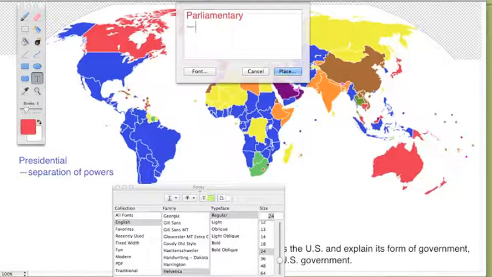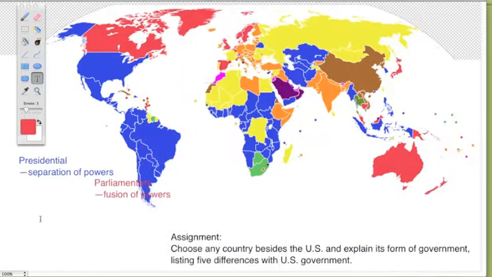The powers of government are almost all or entirely fused into the parliament or the legislative branch, and the leader of the country is selected from inside of the parliament. And usually that's called a prime minister. So you have the Prime Minister of Canada, Stephen Harper, and the Prime Minister of the United Kingdom, David Cameron, and so on. These men are the executives, the leaders of the country, but they come out of the legislative branch. They're not separate. So there's a fusion of powers in these parliamentary countries.